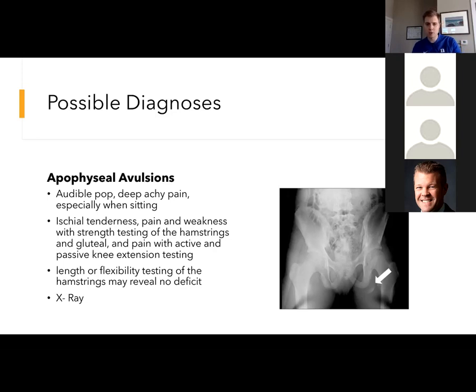An anterior-posterior radiograph of the pelvis, as you can see here, may be useful for definitive diagnosis on these as well. And you can see that avulsion just hanging there where that origin point would be.